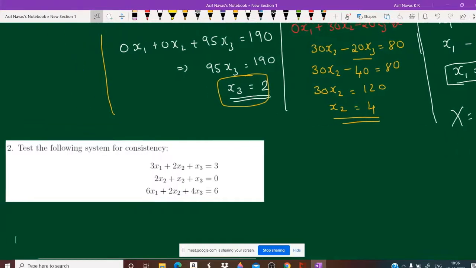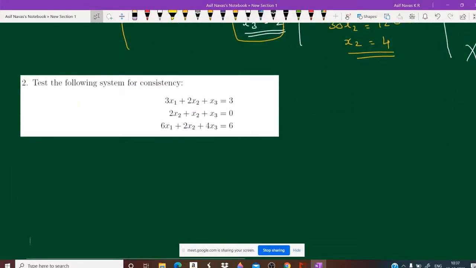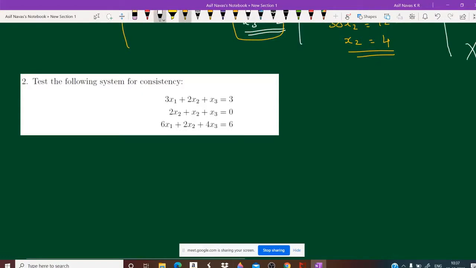Okay, so now we will do the next problem. Here the question is to test the following system for consistency. What do you mean by consistency? If a system is consistent, it has a solution. If it has no solution, then the system is inconsistent. So this is our system of linear equations. We want to check whether it is consistent or not, that means whether it has a solution or not.